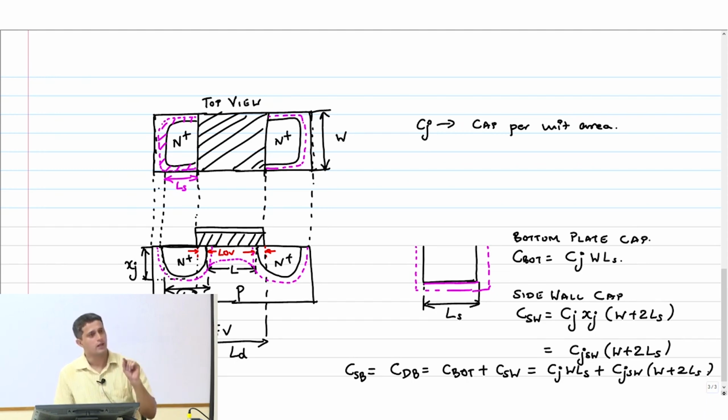Now, if I give you CJ into LS as one number, do I need to give you LS? Yes. Why? Because I need it for the perimeter capacitance. Therefore, this you just leave as a capacitance per unit area and multiply it by LS. So the total capacitance CSB equal to CDB is equal to CJ into WLS, plus CJSW into W plus 2LS.